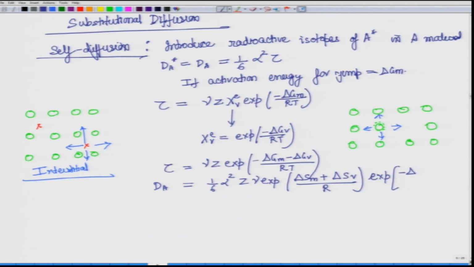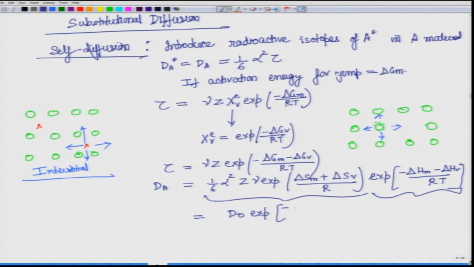So, this is enthalpy now. Now, you can clearly see this is the thermal component, this is the athermal component, and therefore, this will be your relation: D naught exp minus Q substitutional diffusion by R T. What is the difference? That major difference is in Q SD.